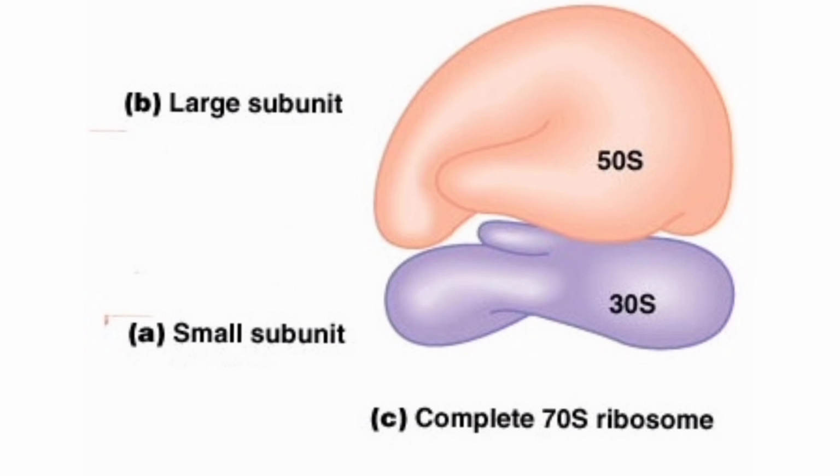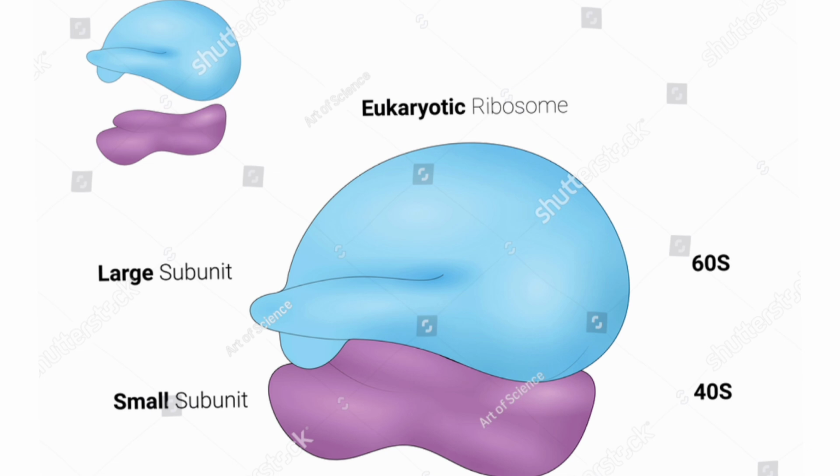Ribosomes are the site of protein synthesis in the bacterium. The prokaryotic ribosomes are smaller in size than the eukaryotic ribosomes. The ribosomes are composed of two subunits. One is the larger subunit, which is 50S, and the smaller subunit, which is 30S. Together they make up a complete ribosome of 70S, whereas the eukaryotic ribosome is 80S, and the larger subunit is 60S and the smaller subunit is 40S.